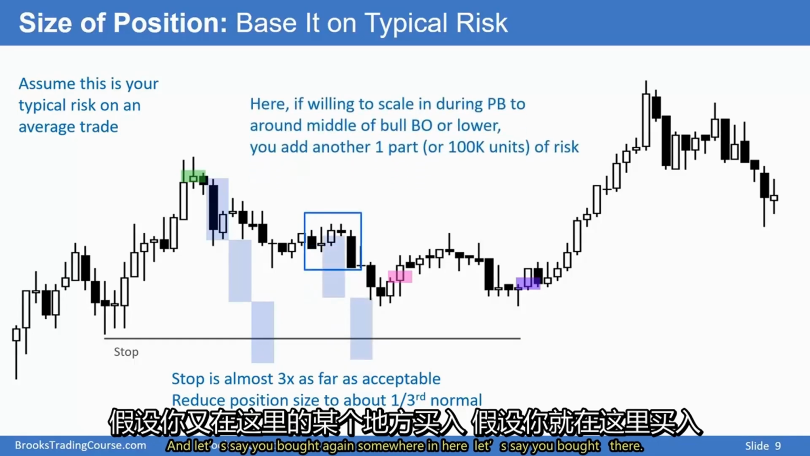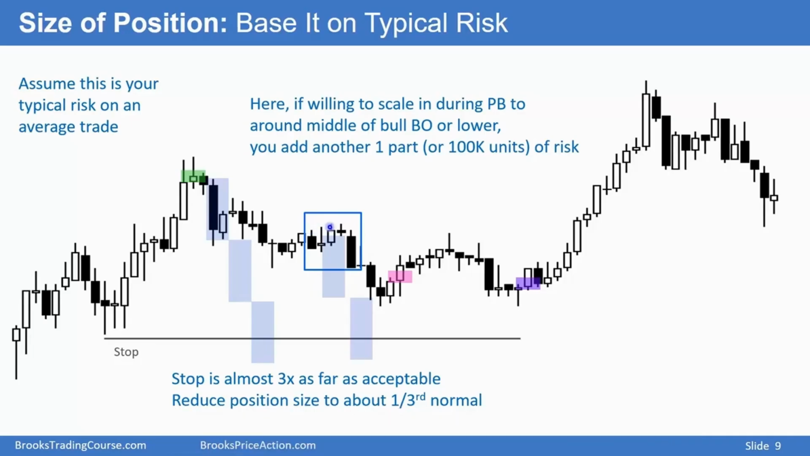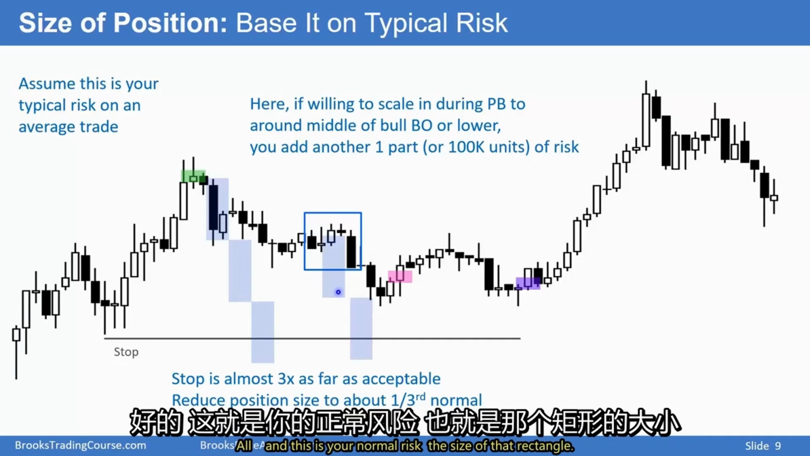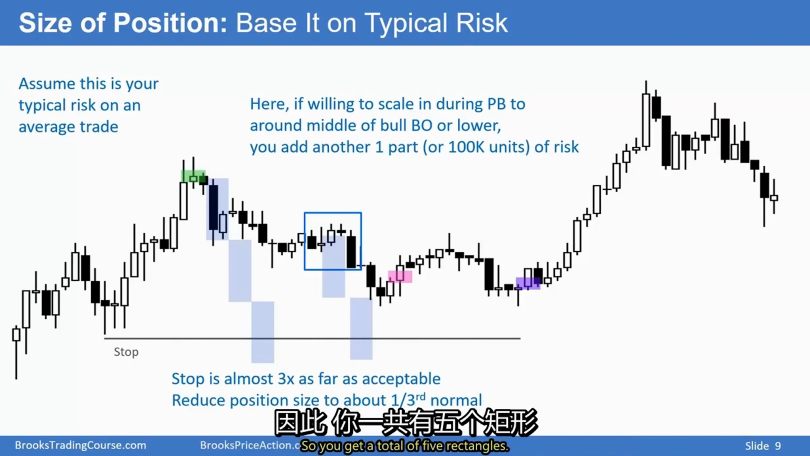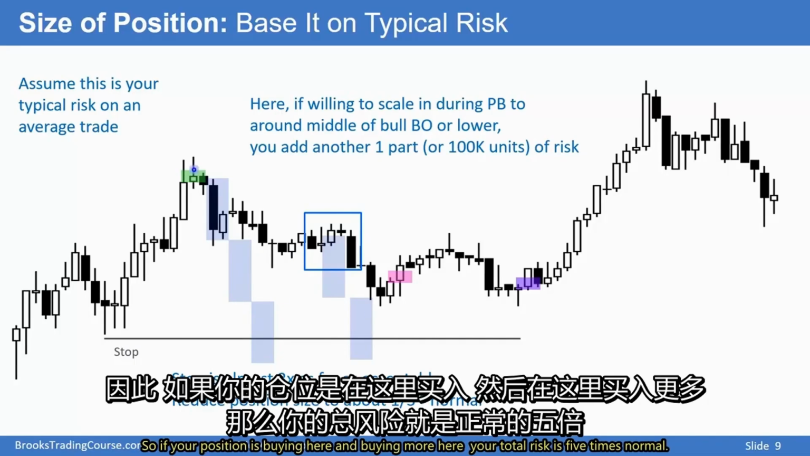And let's say you bought again somewhere in here. Let's say you bought right there. All right, and this is your normal risk, the size of that rectangle. And since your stop is down here, on this second entry, you're risking 2 times your normal risk. So you get a total of 5 rectangles. So if your position is buying here and buying more here, your total risk is 5 times normal.